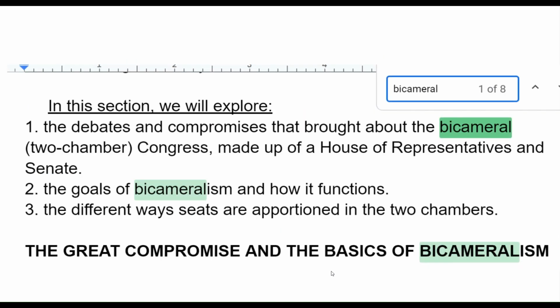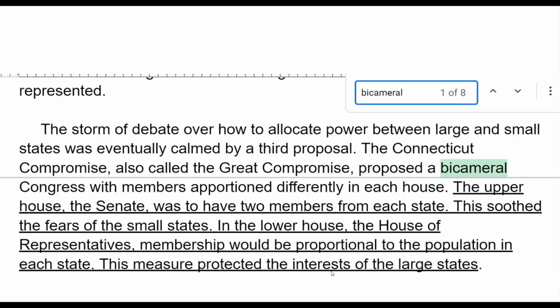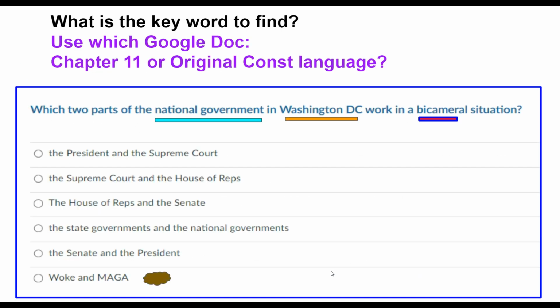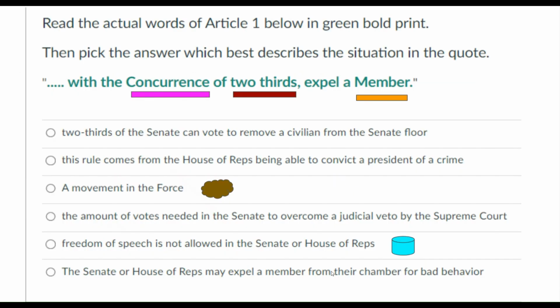So when we try to find it with the find function, it says about the bicameral two-chamber Congress made up of a House of Reps and the Senate. Okay. And it's also here, also bicameral, Senate, and the House. Okay. So we look at the answers, we find the one with the House of Reps and Senate. Okay. And then that little brown cloud, that just means the answer is silly and you would disregard that.